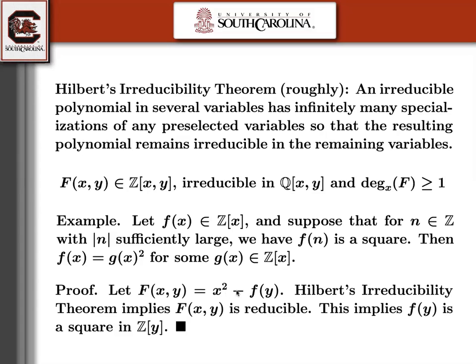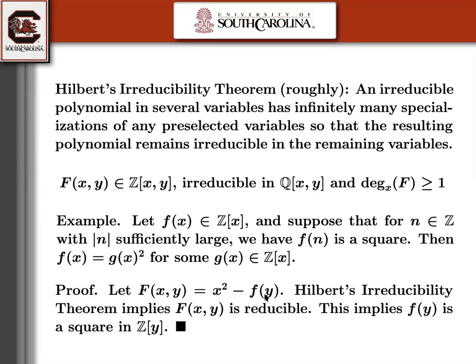And if this is a square, then this is reducible. It factors. X squared minus a square will factor. So it'll be reducible whenever y is a large integer, which means, again, by the contrapositive of Hilbert's irreducibility theorem, this has to be reducible.